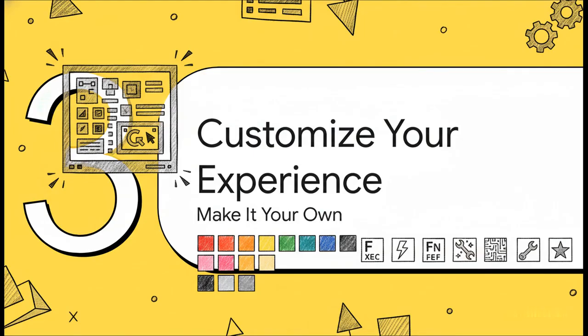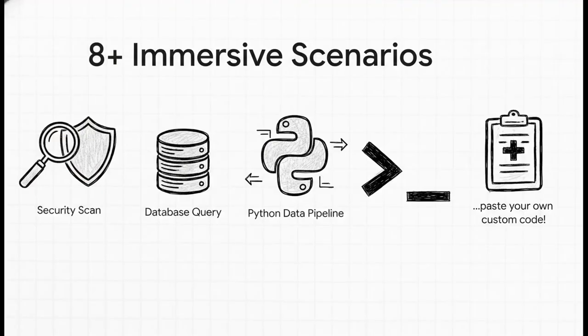Okay, let's really dive into the best part, which is personalizing the whole experience. This is where you get to craft the perfect scene and make the terminal look exactly the way you want it. So we've preloaded the simulator with more than 8 different coding environments. You can make it look like you're digging into a Node.js backend, running a security scan, you name it. We've probably got it covered. But, and this is the really cool part, for total control, you can even paste in your own custom code.